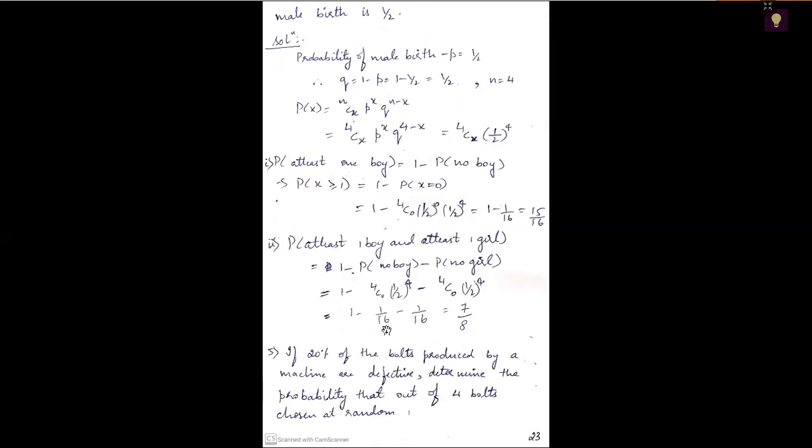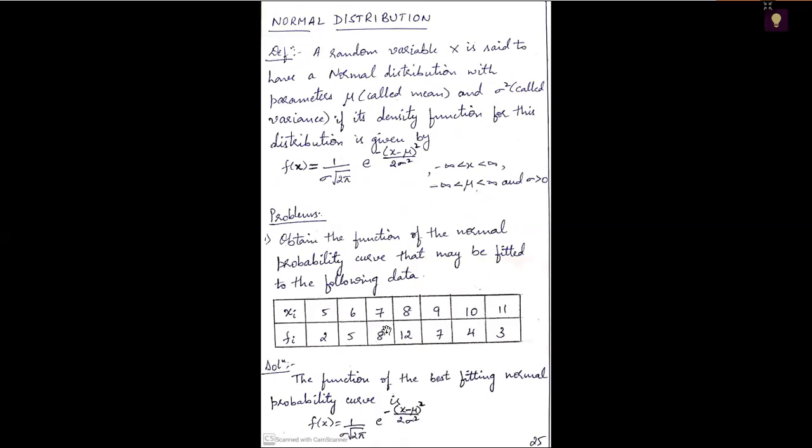This is all for the binomial distribution. Next, we'll go for the normal distribution. So random variable X is said to have a normal distribution with parameters mu and sigma square, where mu is nothing but the mean and sigma square is the variance. So if its density function for this distribution is given by, this is the density function.